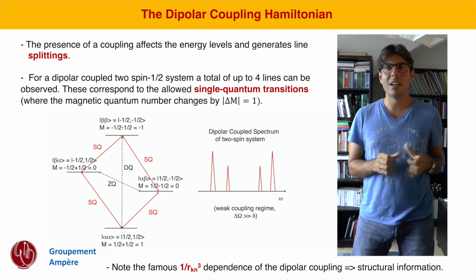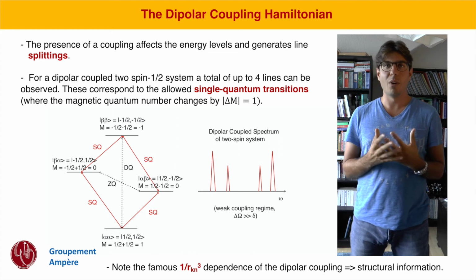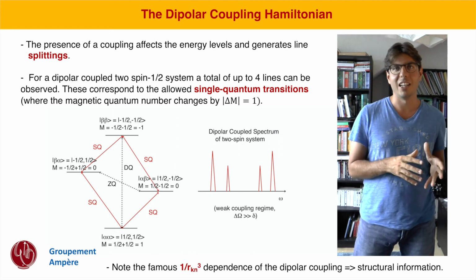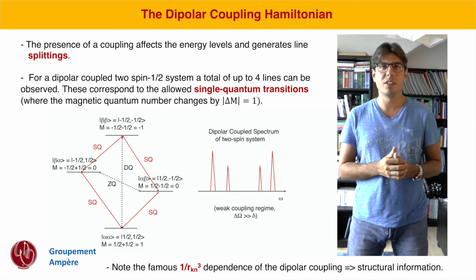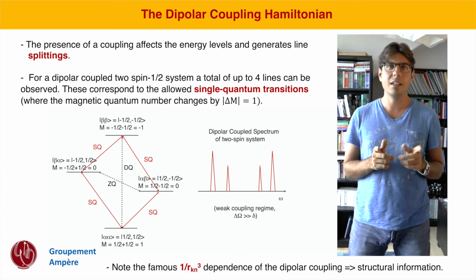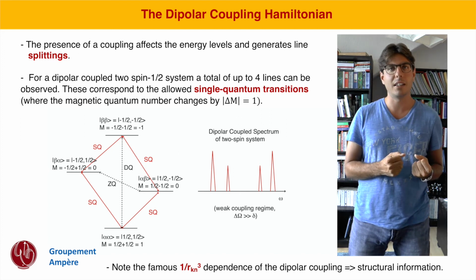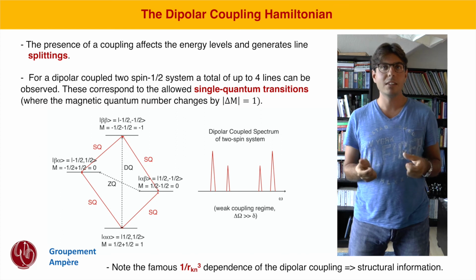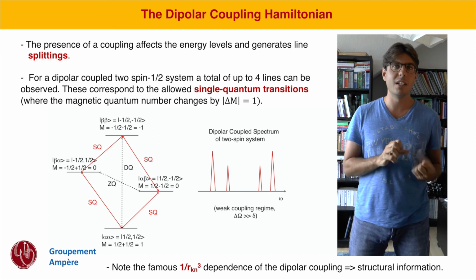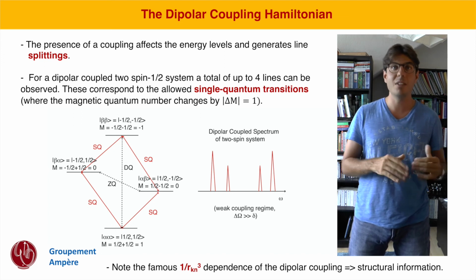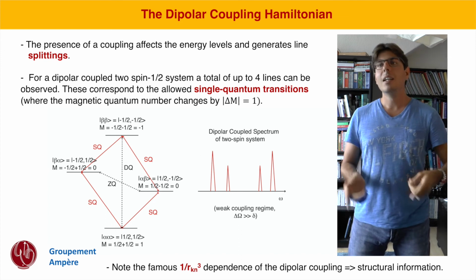And the second remark is, of course, about the famous 1 over r to the power of 3 dependence of your dipole coupling. On what does the dipole coupling depend? As we saw from the previous expression, first of all, it depends on the multiplication of the gyromagnetic ratios. So the higher the gyromagnetic ratio, the higher your dipole couplings. That's why homonuclear dipole couplings between protons are much bigger than homonuclear dipole couplings between carbons. This will be very important for magic angle spinning, but we will get there.